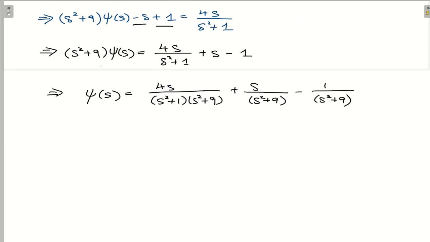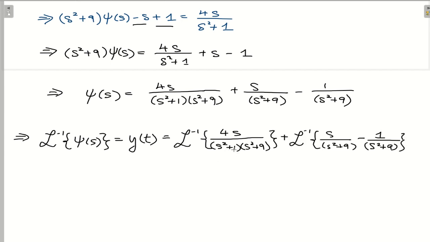And then we divide by s squared plus 9 on both sides, we got the function of s equal to 4s over s squared plus 1 times s squared plus 9, plus s over s squared plus 9, minus 1 over s squared plus 9. Then we take the inverse Laplace transform on both sides. On the left hand side, we got the inverse transform of the function of s is equal to y(t), of course. And on the right hand side, we got the inverse Laplace of 4s over s squared plus 1 times s squared plus 9, and the inverse Laplace of s over s squared plus 9 minus 1 over s squared plus 9.